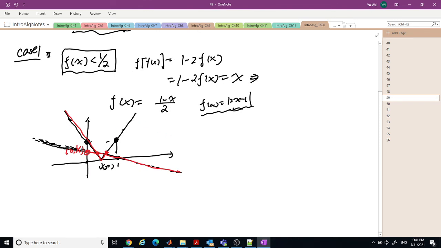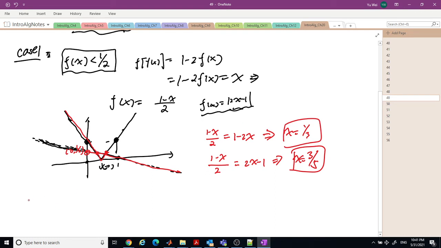Okay, so the first solution is 1 minus x over 2 equal to 1 minus 2x. The second solution is 1 minus x over 2 equal to 2x minus 1. Okay, so this solution gives us x equal to 1/3, and this one gives us x equal to 3 over 5.